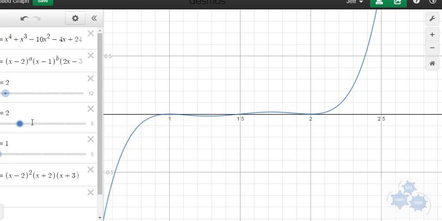Ooh. Look at the behavior at this 0. When I changed this b value here to 2, you see, it did the same behavior. See, it just kind of bounces off there. And then 1.5, that's this one, is still just a multiplicity of 1. So it crosses. And then at 2, you see here, I still have a multiplicity of 2.